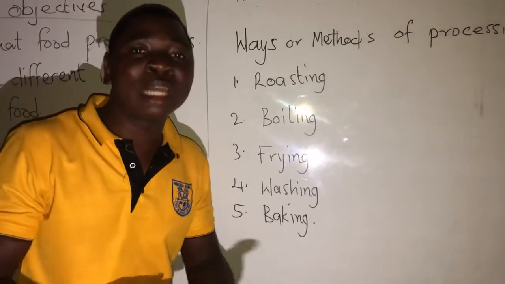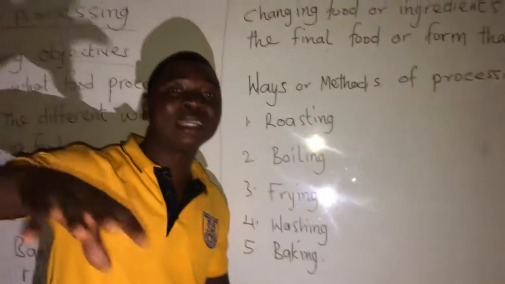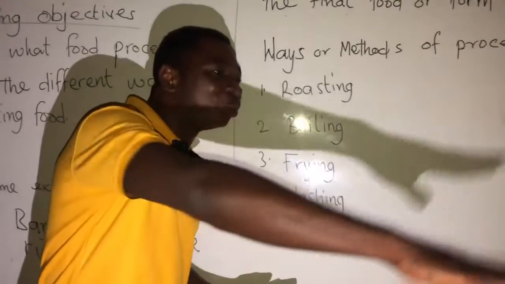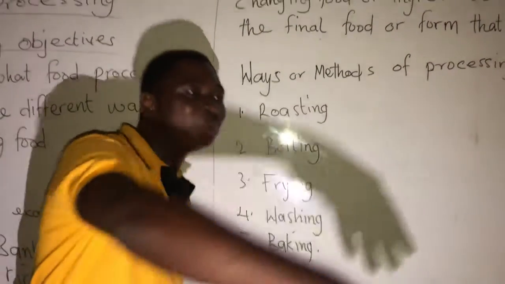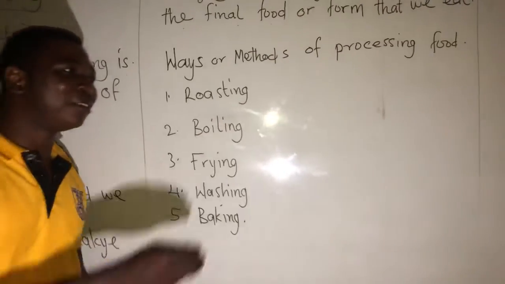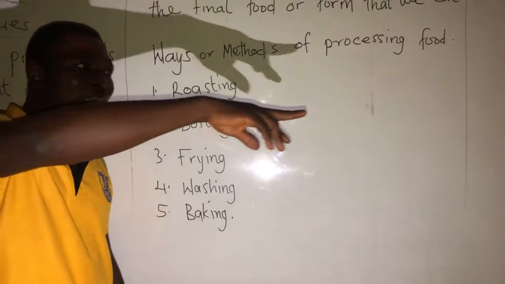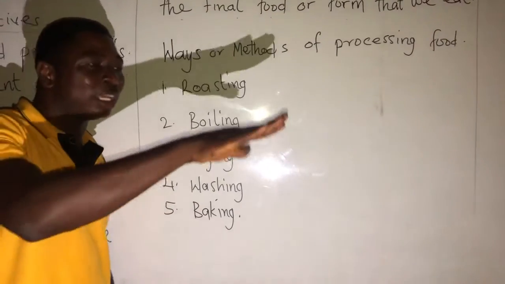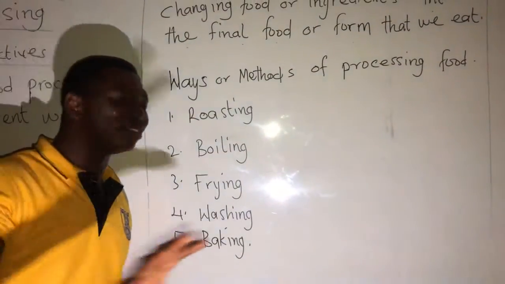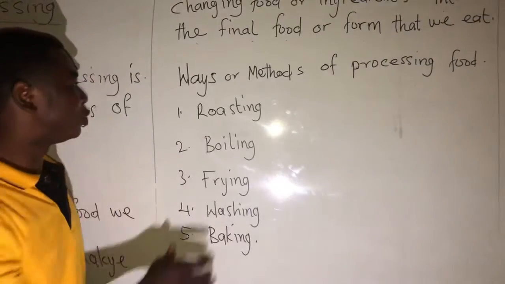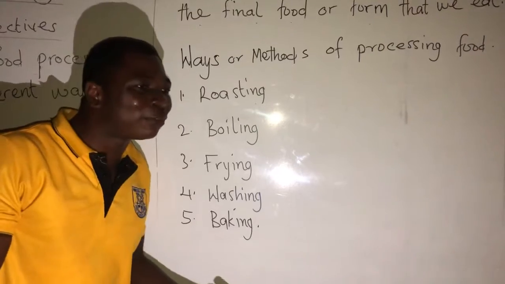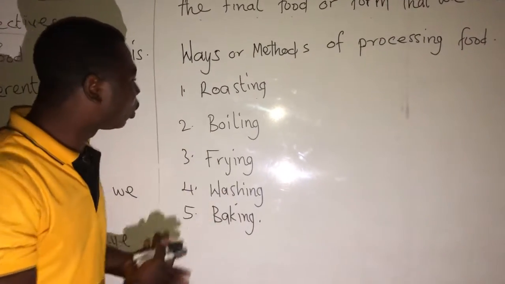Example of roasting food: yam. You see the yam that they have roasted. You take the yam and then they put it on the fire like this. Then they will be roasting it. That's what we call roasting. Example: maize. When you go to the station, you see the seller putting the maize on the fire. The seller is roasting the maize. So one way is roasting.